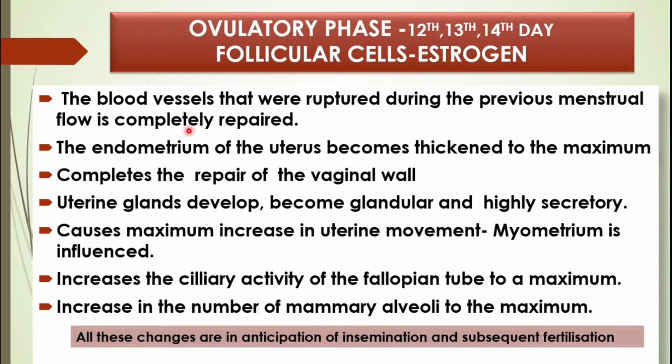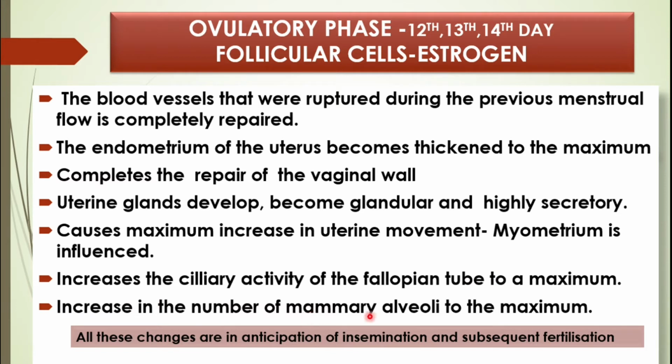So there is complete repair of the endometrium, the blood vessels, as well as the vaginal wall. The uterine glands develop to the maximum and they become highly secretory. The myometrium, which was influenced by the estrogen, is still being influenced, and that causes the maximum uterine movement. The ciliary activity of the fallopian tube is also maximized.